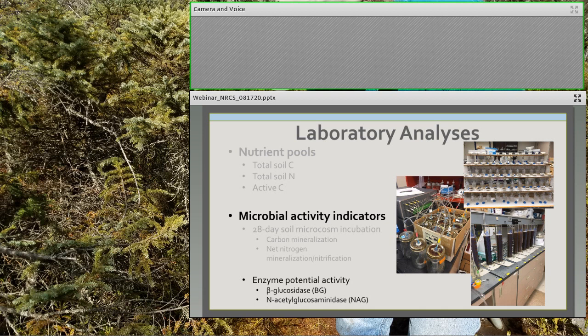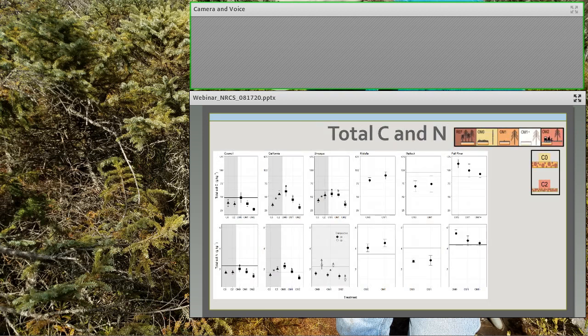Two extracellular enzyme potentials were also measured. The first, beta-glucosidase, which from here on out I will refer to as BG, is a hydrolytic enzyme involved in cellulose degradation and often used for microbial acquisition of C. And N-acetylglucosaminidase, which I'll refer to as NAG, is also a hydrolytic enzyme, but it is involved in chitin degradation. So now let's look at some data.